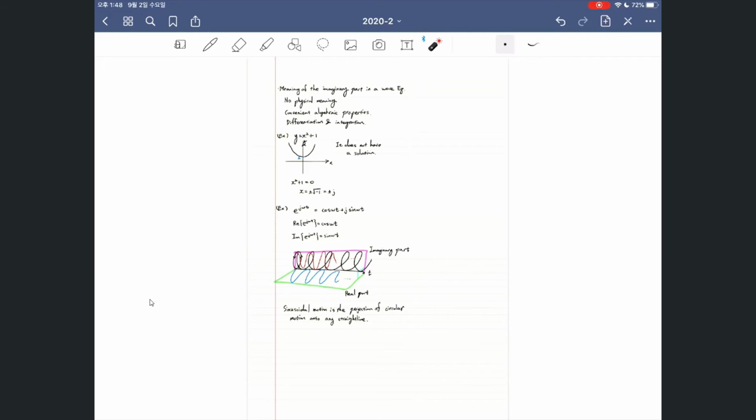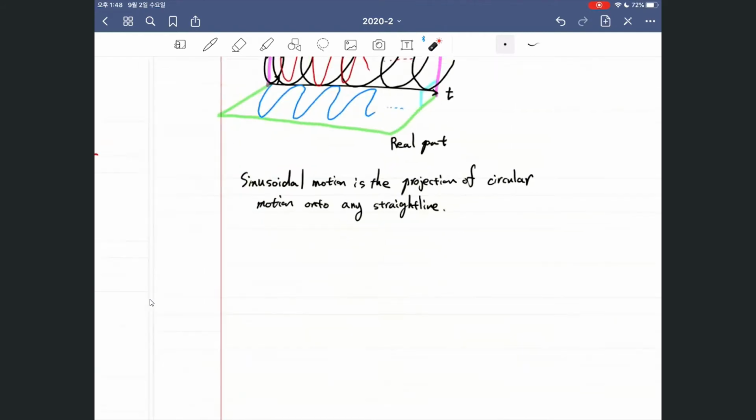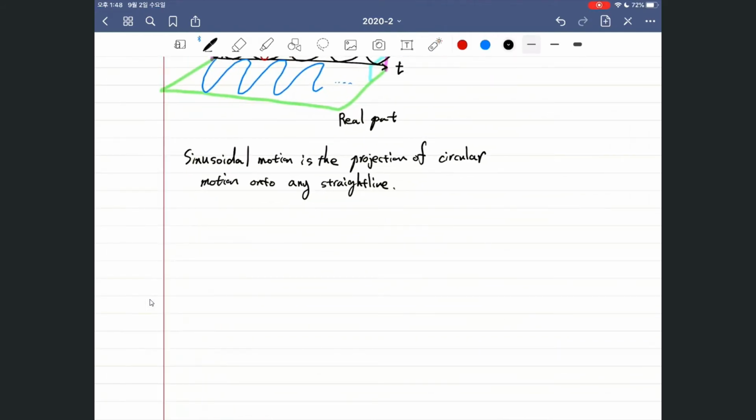Okay, I think we will move on. So the next topic is about the complex exponential in discrete time. Okay.